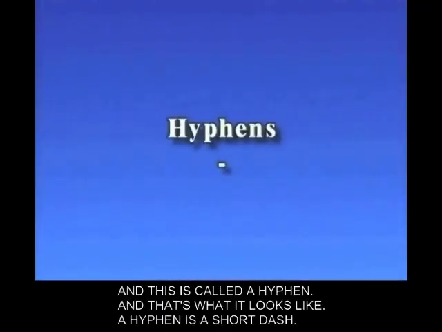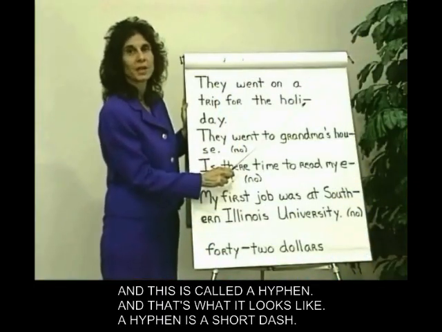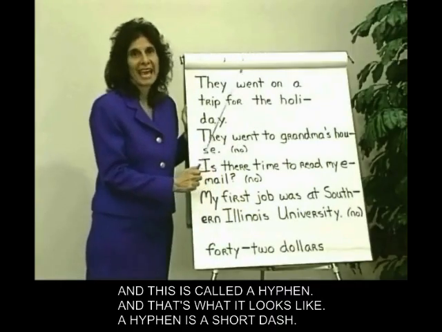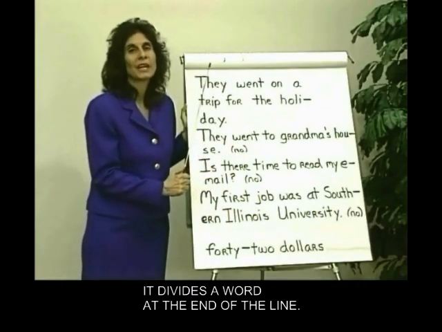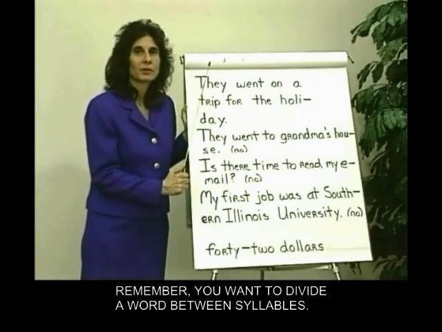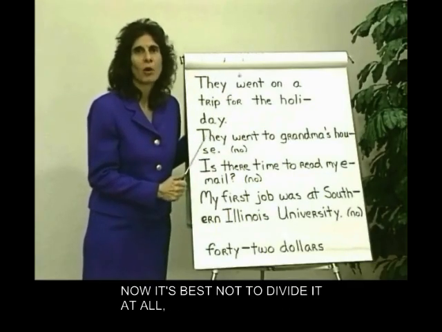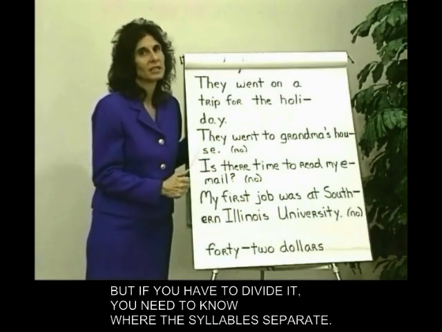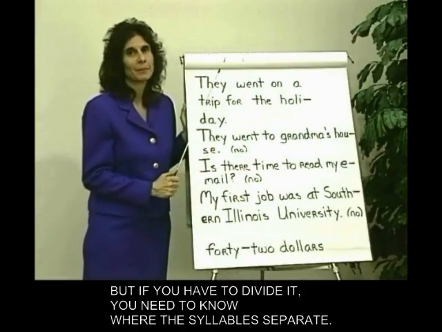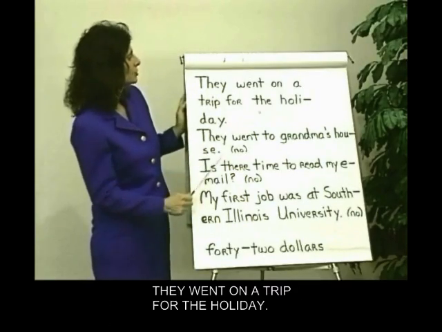And this is called a hyphen, and that's what it looks like. A hyphen is a short dash. It divides a word at the end of the line. Remember, you want to divide a word between syllables. Now, it's best not to divide it at all, but if you have to divide it, you need to know where the syllables separate. They went on a trip for the holiday.